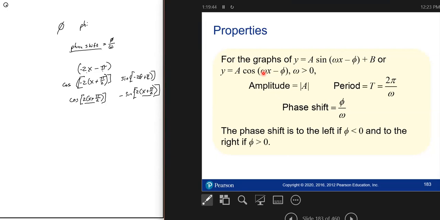Now the phase shift, since it's a horizontal shift, we have a shift to the left or a shift to the right. We have a shift to the left if omega is negative. That means this becomes a plus in here if omega is negative. And if omega is positive, that means this sign here will stay negative. Then we have a shift to the right if omega is positive. Okay.